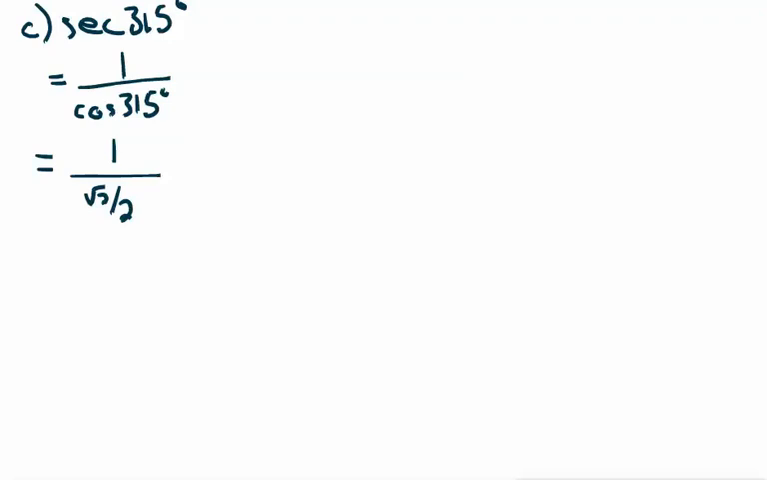But again, we've got dividing with fractions. So the top will stay the same, 1. The bottom will flip to become 2 over root 2. Nothing to cancel, nothing to simplify. So this becomes 2 over root 2.